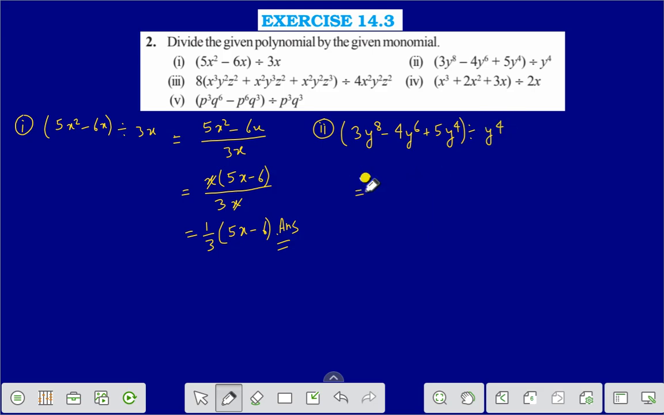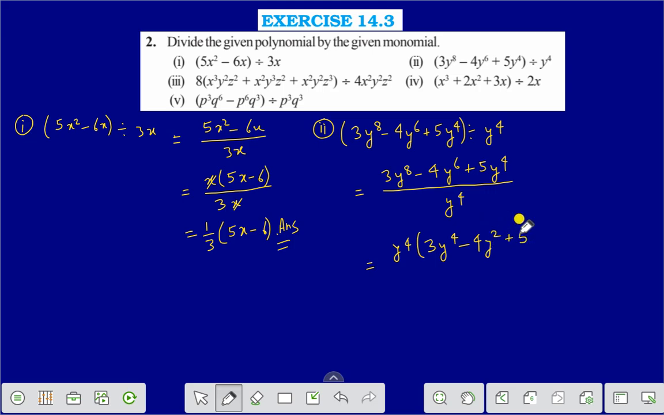Now it can be written as 3 y to the power 8 minus 4 y to the power 6 plus 5 y to the power 4 divided by y to the power 4. If we take common y to the power 4, then we are getting y to the power 4 times 3 y to the power 4 minus 4 y to the power 2 plus 5, divided by y to the power 4.